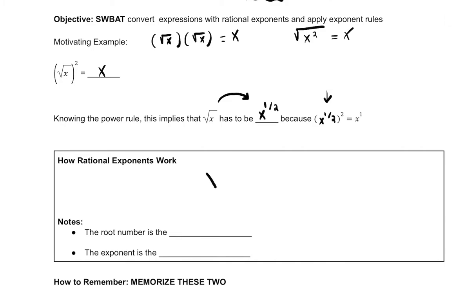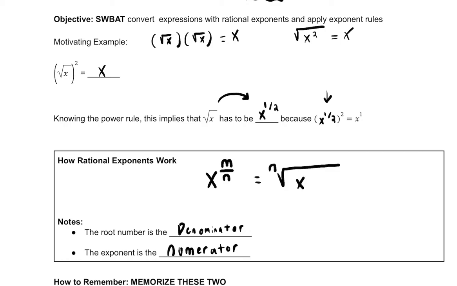If you have x to the m over n, I know it's weird to use those two letters, but that's just historically what is done. The root number is the denominator, meaning the bottom number, the n as in Nancy in that fraction. The exponent is the numerator. And so what this becomes is the nth root of x to the m power.